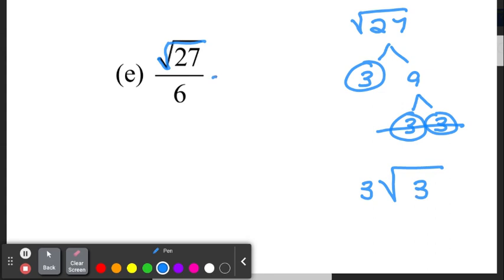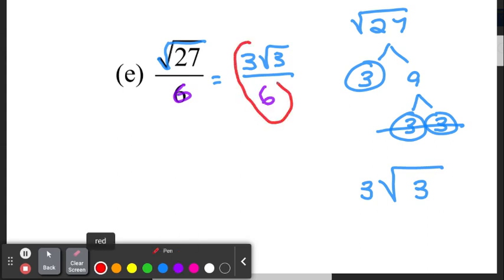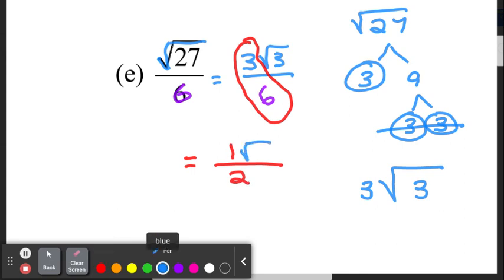So I'm going to rewrite this. 3 square roots of 3. And then this 6 over here, I'm going to bring down. When you simplify, if you want, you can put that in your calculator like a fraction. You can do alpha x, 3 over 6, and you get 1 over 2. And then I bring down the square root of 3. That square root of 3 I don't touch. Think about the square root symbol as like a house. It's locked inside of its house.